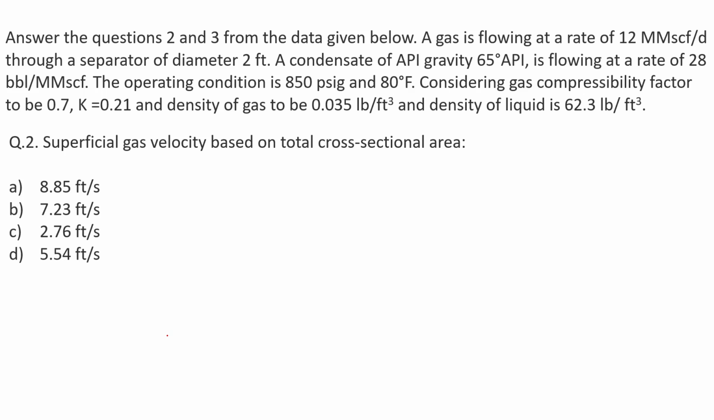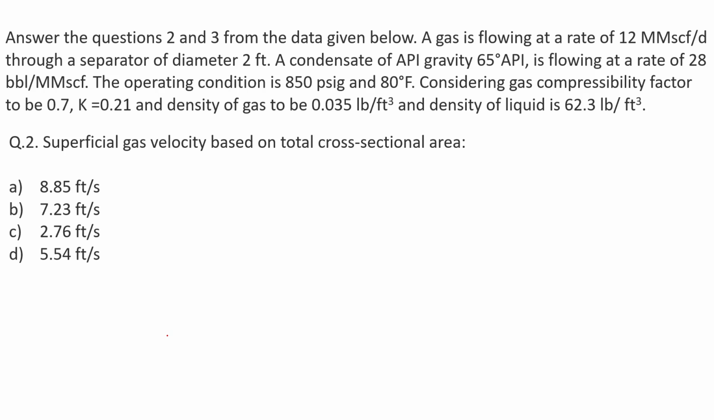Next question is a common question for questions number 2 and 3. Answer questions 2 and 3 from the data given below. A gas is flowing at a rate of 12 MMSCF per day through a separator of diameter 2 feet. A condensate of API gravity 65 degree API is flowing at a rate of 28 barrels per MMSCF. The operating condition is 850 psig and 80 degree Fahrenheit. Considering gas compressibility factor to be 0.7, K equal to 0.21, density of gas to be 0.035 pound per feet cube and density of liquid is 62.3 pound per feet cube.